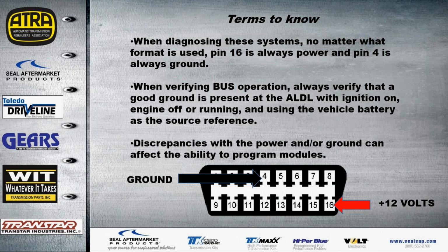And that's using our voltmeter, red lead into the pin 4. Our black lead is going to go to the battery ground for our reference. And we're going to see what kind of a drop we have at that point. And again, we want to have 0.1 volts or less. This is going to be very critical in allowing us to have a trouble-free programming session.